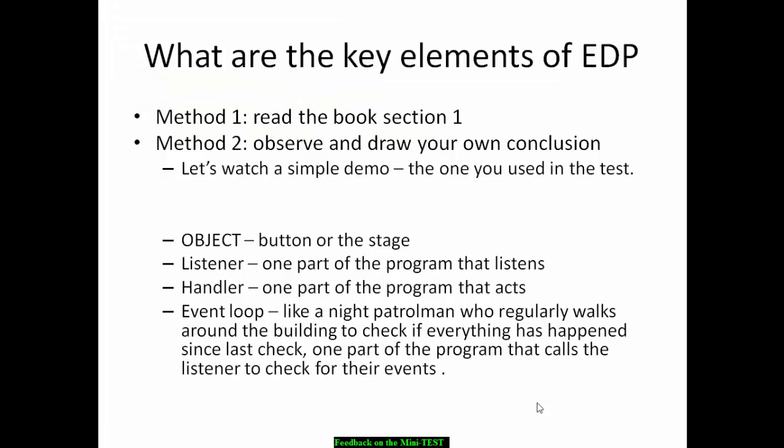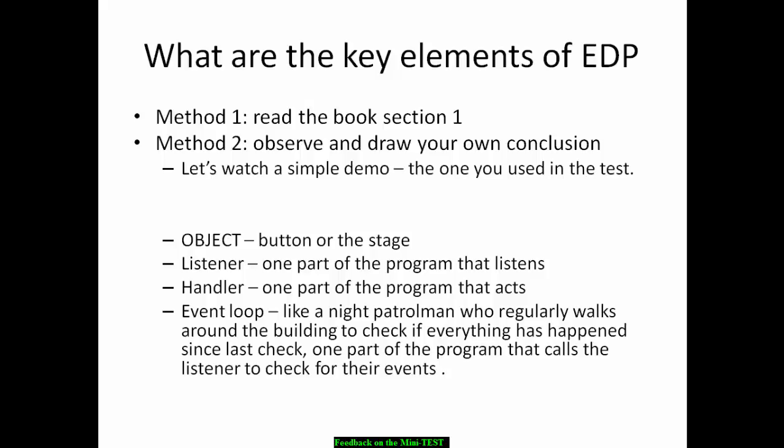What are the key elements of EDP? The first method is that you can read the book. In section 1, it has explained all the features, elements. Method 2, if you haven't got the book in front of you or you can't remember what the book says, now what you can do is to observe an example and then draw your conclusion from that observation.